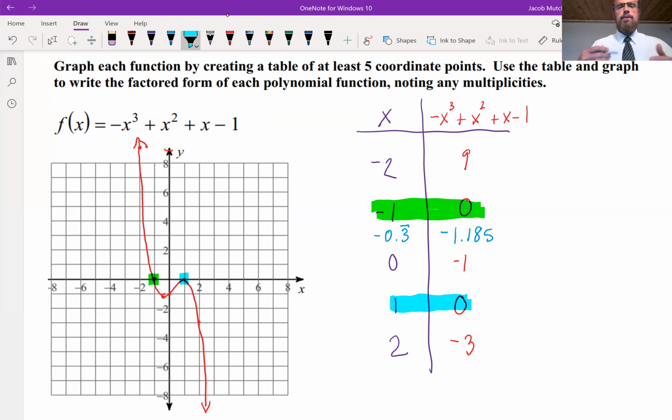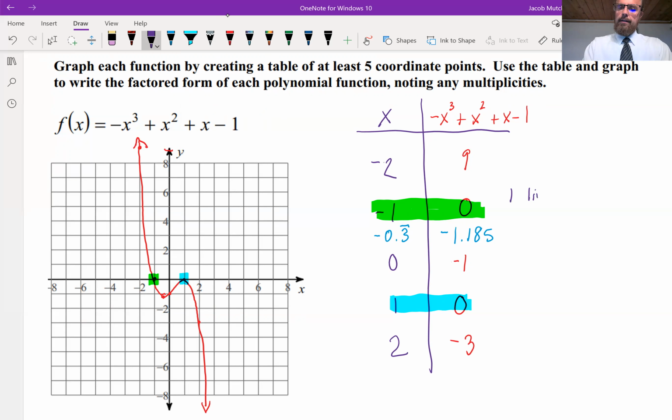So I notice that I've got two different kinds of zeros. The one that I've highlighted in green represents the function crossing through the x-axis. So notice it on the left there at that green highlighted point, the function is starting from above, passes through the x-axis, and has negative y values. So what that would give me is one linear factor when it passes through.